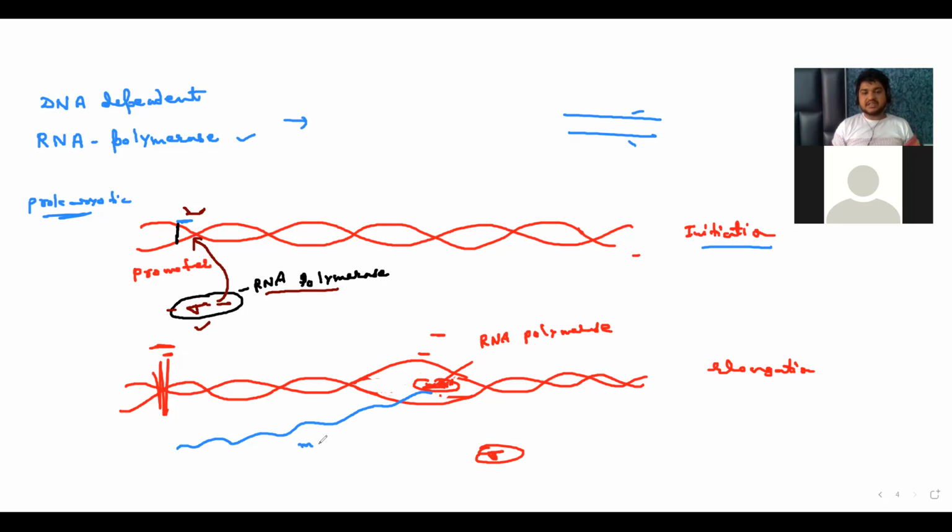So does this mRNA chain keep on increasing or decreasing if it is going further? This RNA polymerase is going further, right? From left to right. Yes. So is the mRNA chain length going to increase or decrease? Of course, it is going to increase. Why? Because it helps in the formation of mRNA. So if it is going ahead, of course the length is also going to increase. So this is the elongation phase.